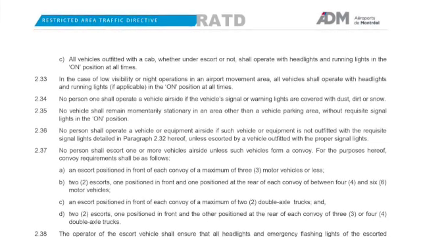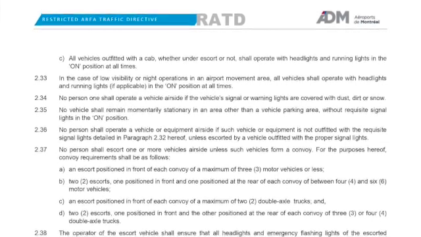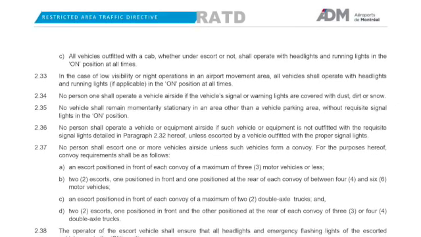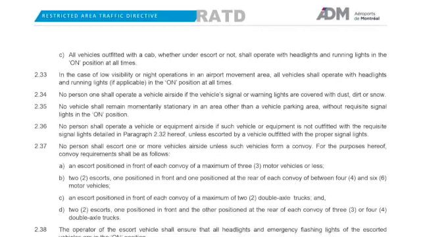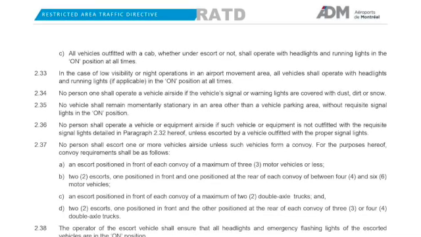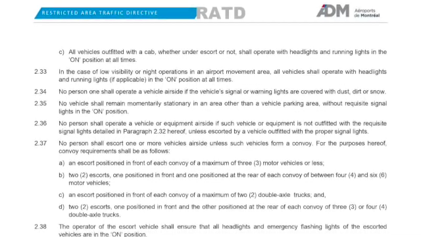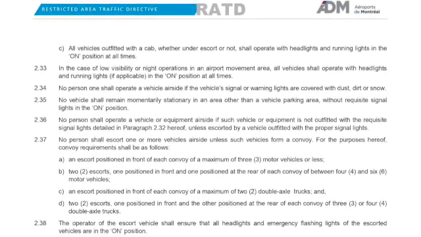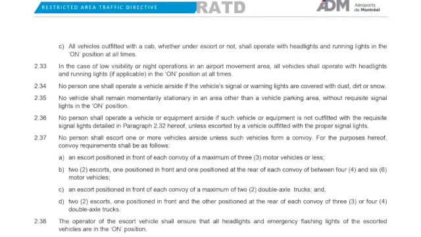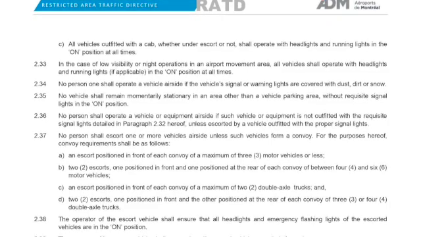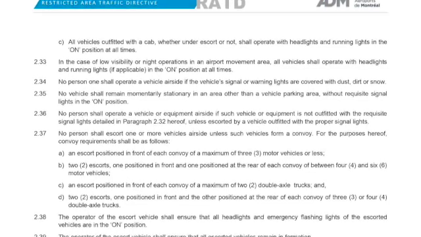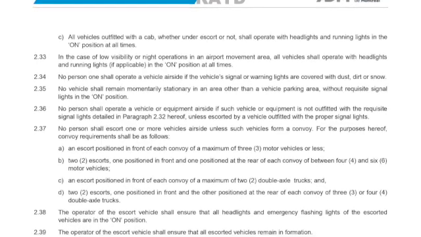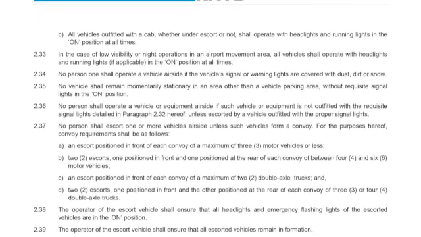33. In the case of low visibility or night operations in an airport movement area, all vehicles shall operate with headlights and running lights, if applicable, in the on position at all times. 34. No person shall operate a vehicle airside if the vehicle's signal or warning lights are covered with dust, dirt, or snow. 35. No vehicle shall remain momentarily stationary in an area other than a vehicle parking area, without requisite signal lights in the on position.